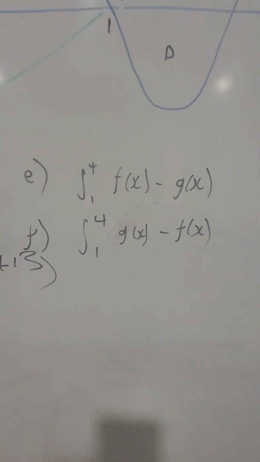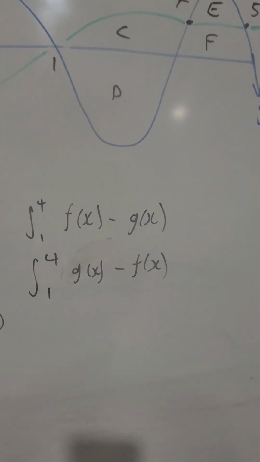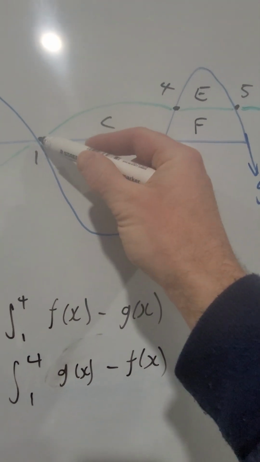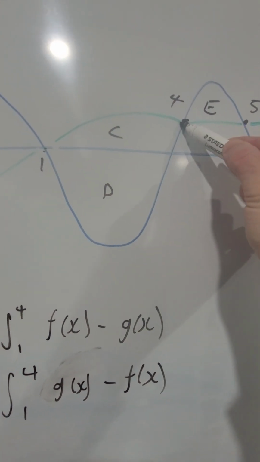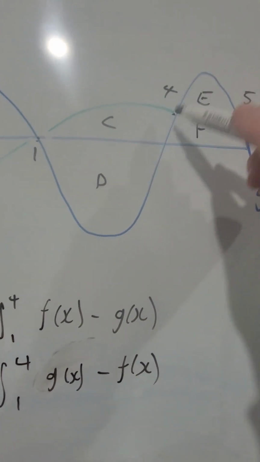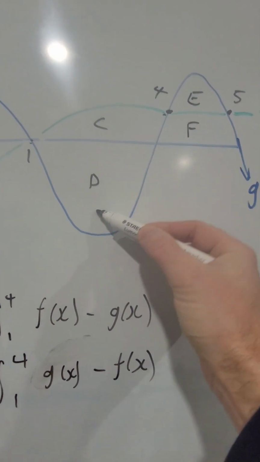Okay, let's shift over to E, where we have the integral from 1 to 4 of f of x take g of x. So that's talking about this region here from C, from 1 to 4. Integral of f of x take g of x. So that's going to be the top function take the bottom function. We have C plus D.